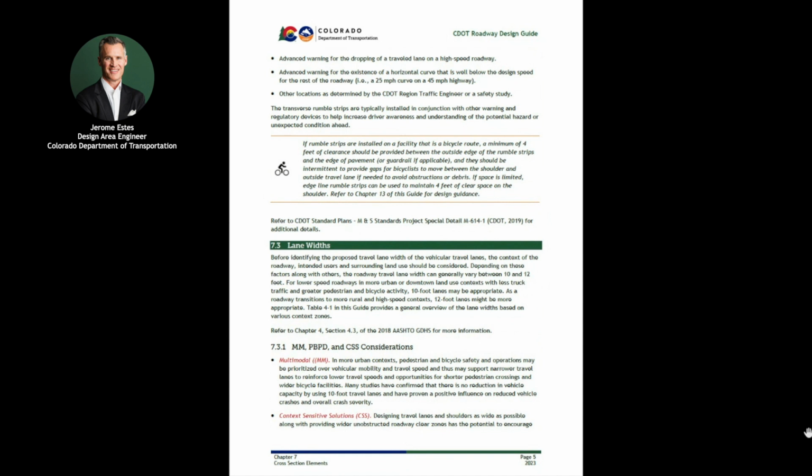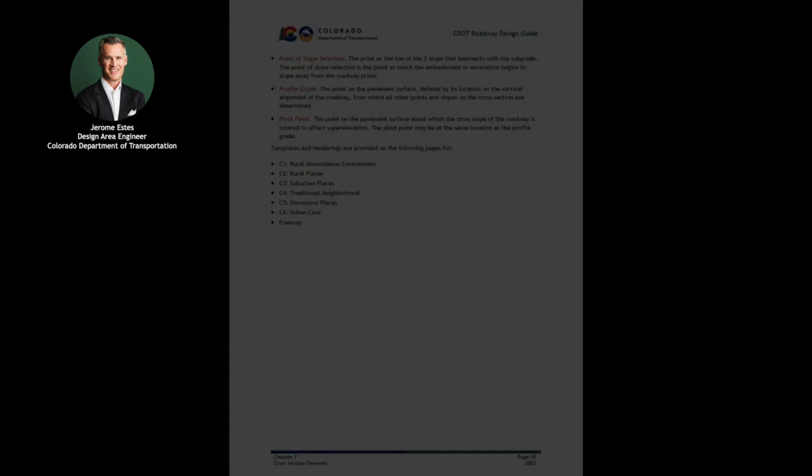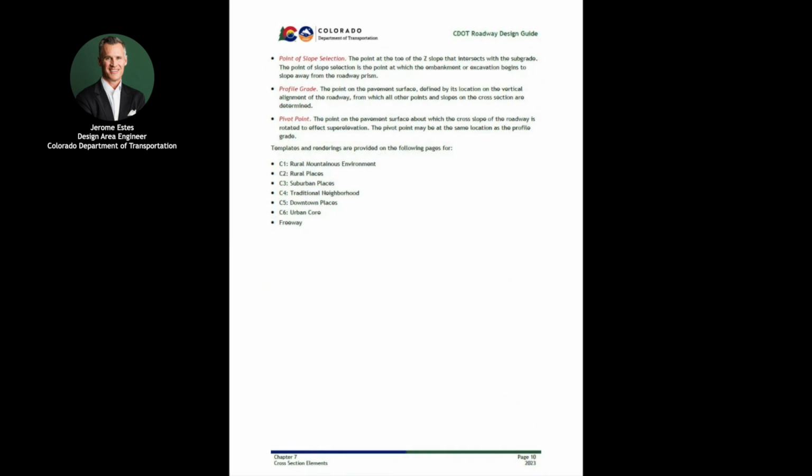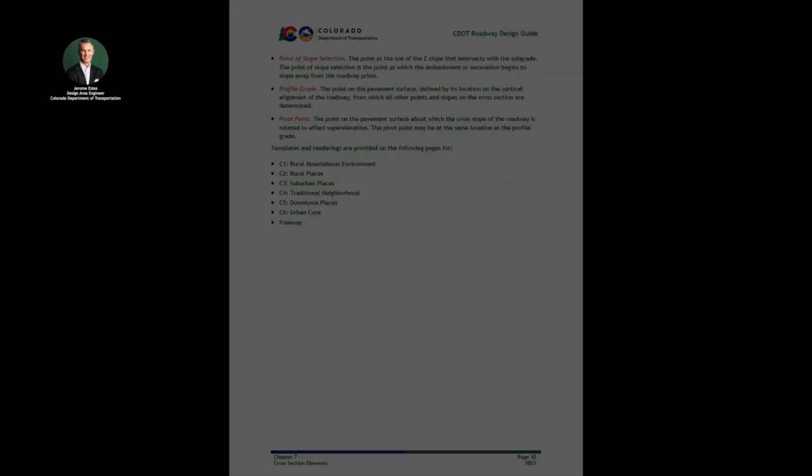This typically requires a prominent level of stakeholder outreach to understand the modal priorities on a particular corridor and how those priorities can be allocated within the limited roadway space. The basic anatomy of a cross-section is offered early in this chapter, where the hinge point, point of slope selection, profile grade, and pivot point are defined.